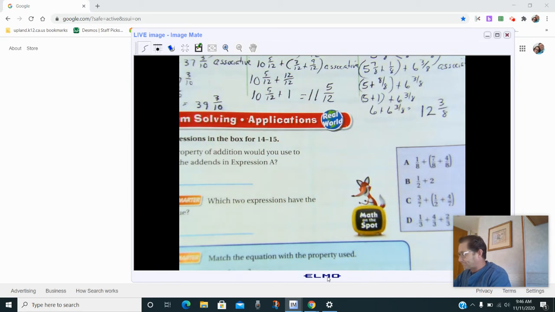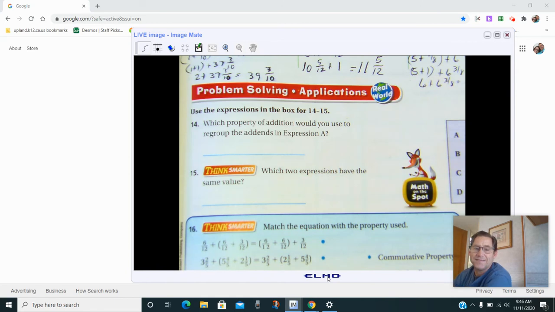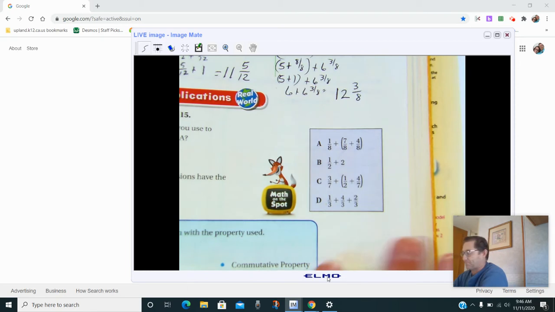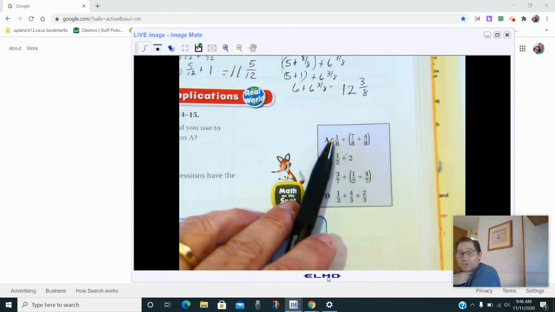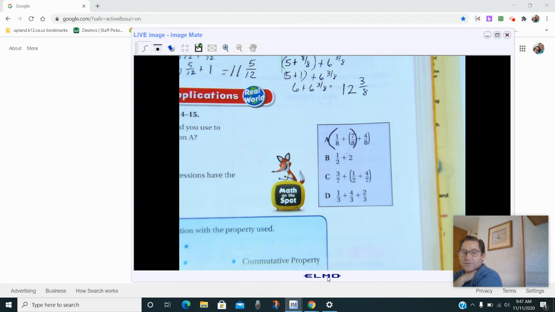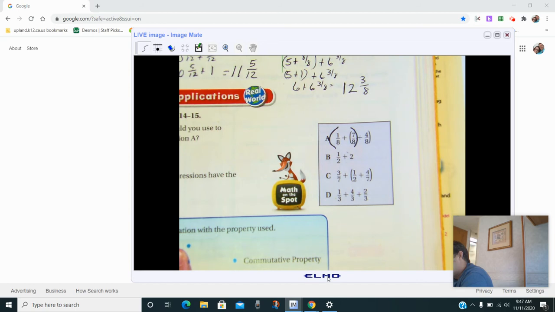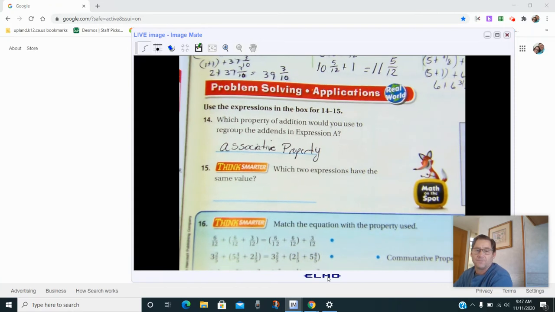14. Which property of addition would you use to regroup the addends in expression A? So let's look at expression A. Well, 7 and 4, that's not real helpful. But 7 and 1 would be, right? And so if I did that, they would be grouped together. So what property is that? That's the associative property.